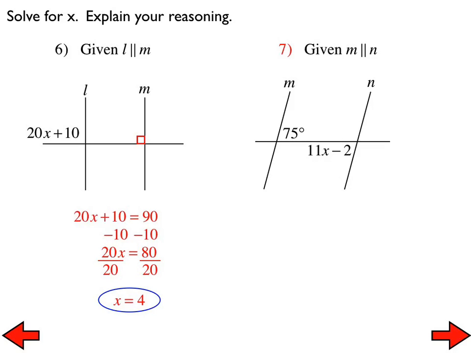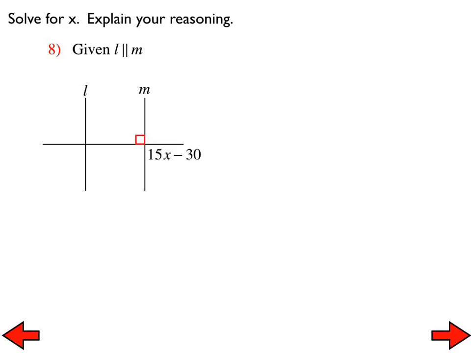Number 7, these are alternate interior angles, and alternate interior angles are congruent to each other. So therefore, the equation should look like this: 11x minus 2 equals 75. Solve for x by adding 2 to both sides and then dividing by 11. So x is 7 in this picture.